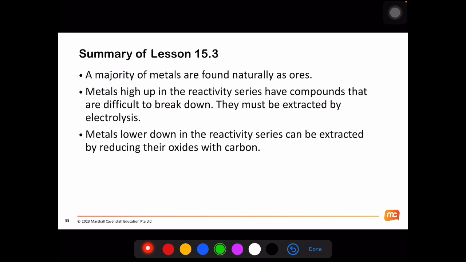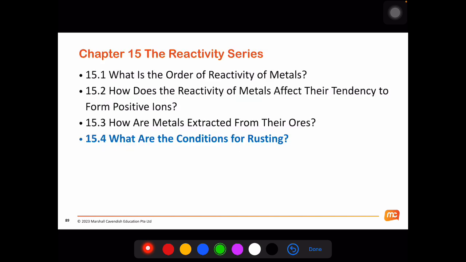Now, in terms of what we have gone through so far, we mentioned that the majority of metals are found in ores, or in terms of their compounds. Metals that are higher up in the reactivity series have compounds that are harder to break down, and you need to use the method of electrolysis. But metals that are below carbon form compounds that can be extracted using reduction by carbon. Now, going on to the last part, the conditions for rusting.